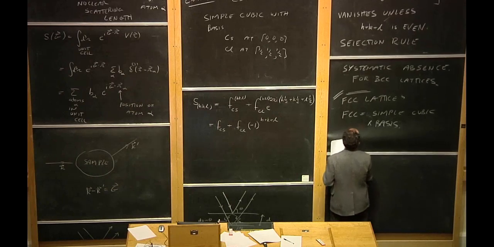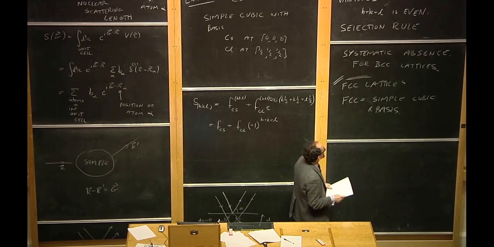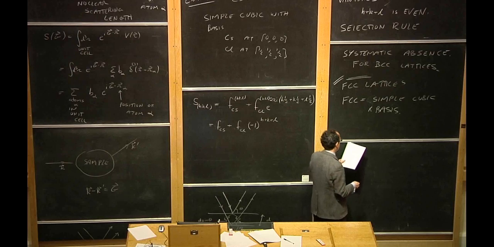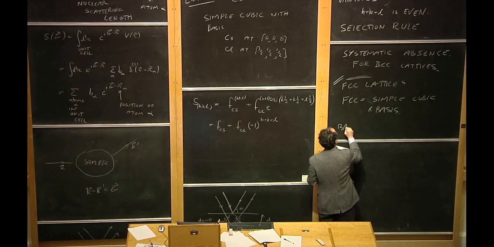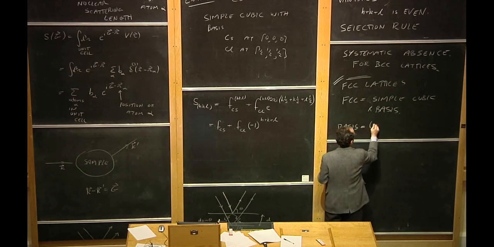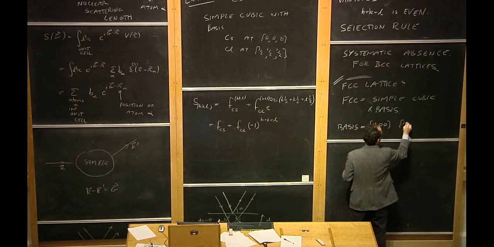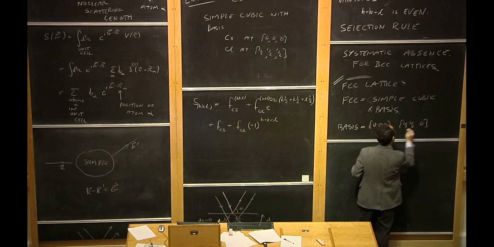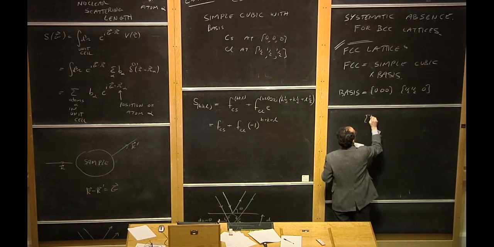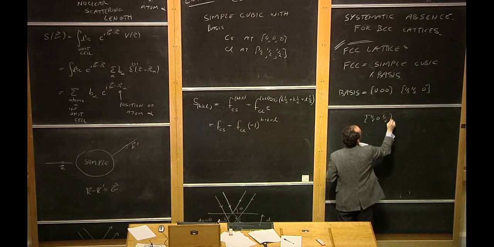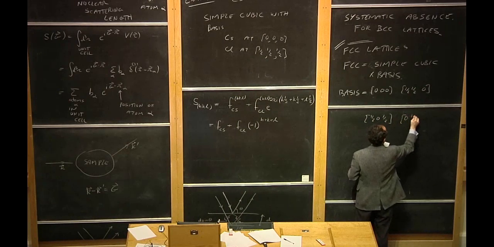All right, back to FCC. FCC, we can think of it as simple cubic with a basis, where the basis equals 0, 0, 0, and 0, 1/2, 1/2, and 1/2, 0, 1/2, and 1/2, 1/2, 0.